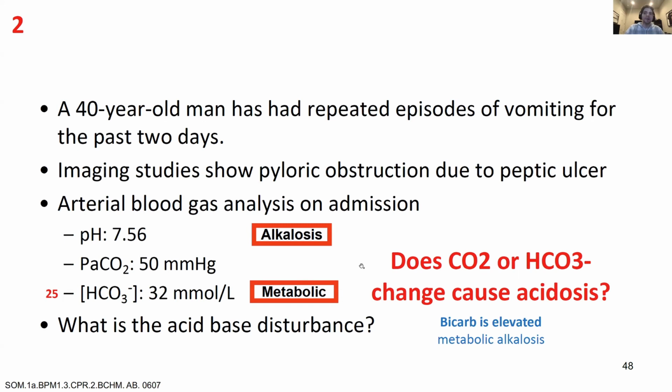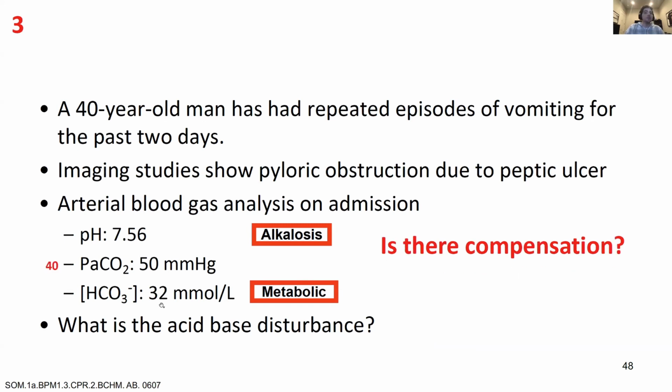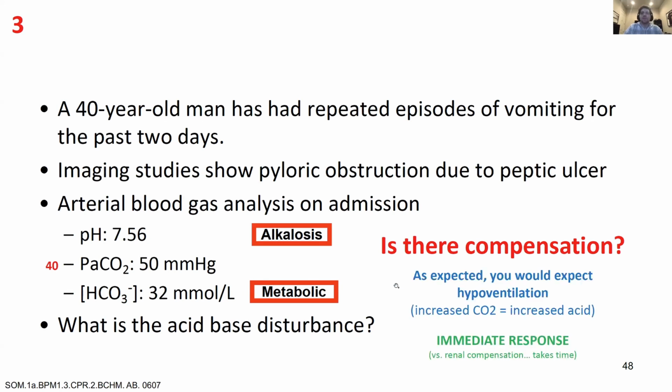Then you want to ask yourself, is there compensation? The compensation should be opposite of the metabolic alkalosis. And it is, because you're hypoventilating, holding on to carbon dioxide, and by doing that you're trying to cause respiratory acidosis to compensate. So this is metabolic alkalosis. And yes, there is compensation, which you would expect, because you can change your ventilation quickly, so you would expect that compensation and immediate response.